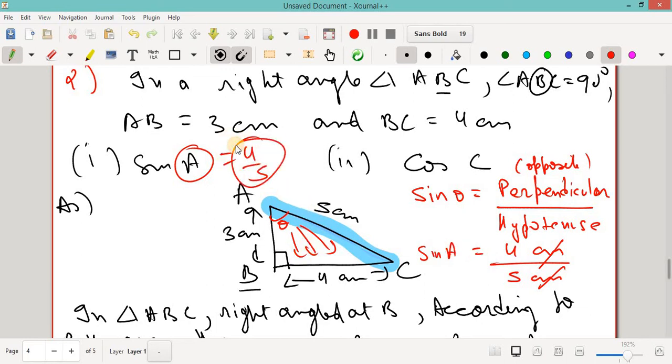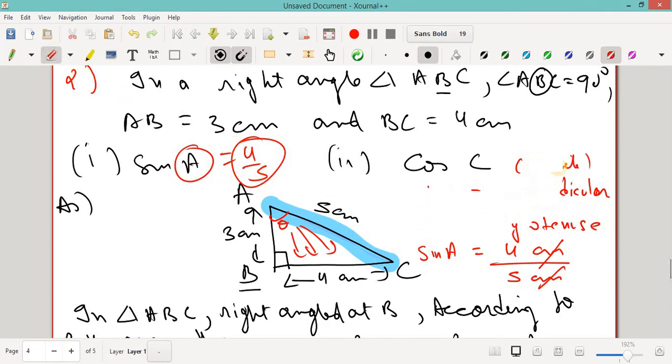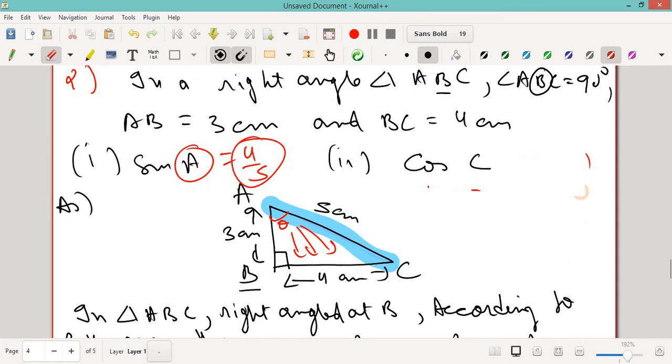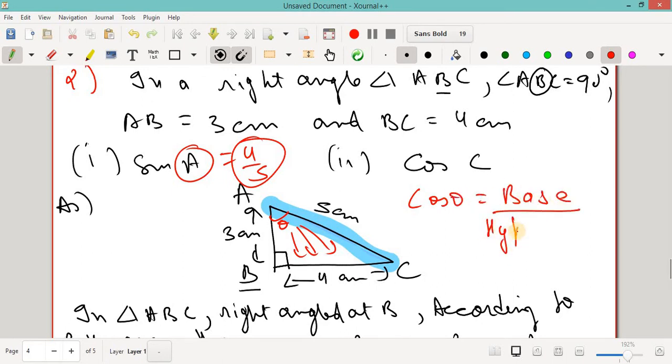Next is your cos C. Let me do it here only. So what is cos C? Cos theta is base over hypotenuse. This is the simple way to do any type of trigonometric question without learning the formulas by heart.